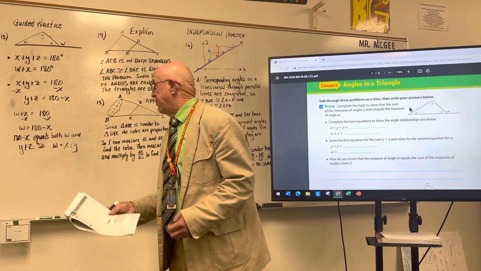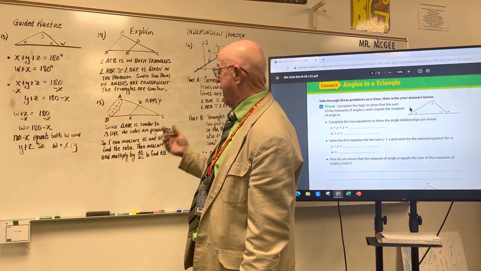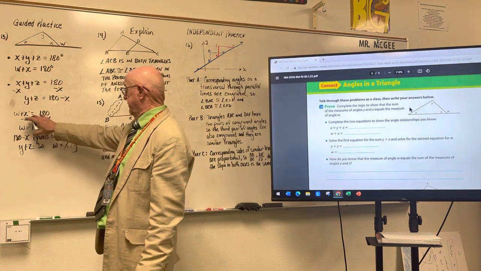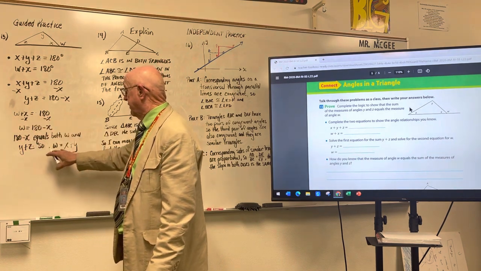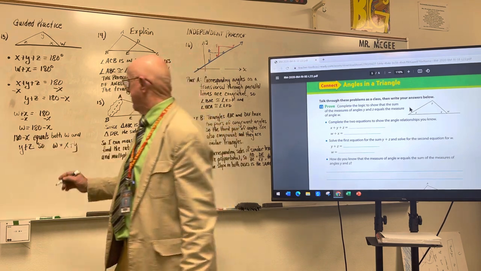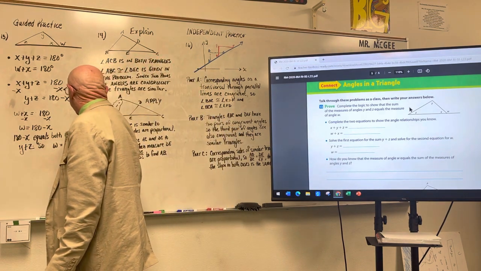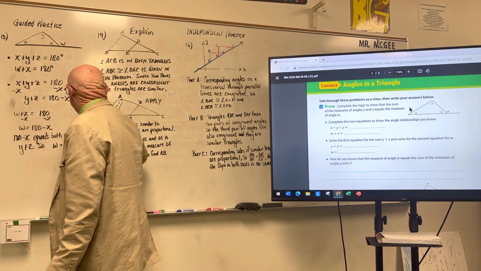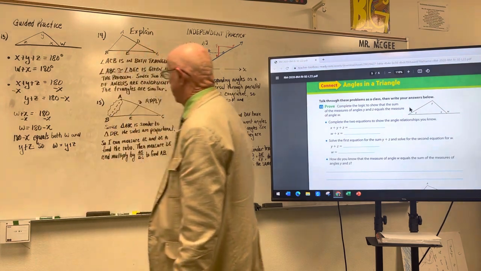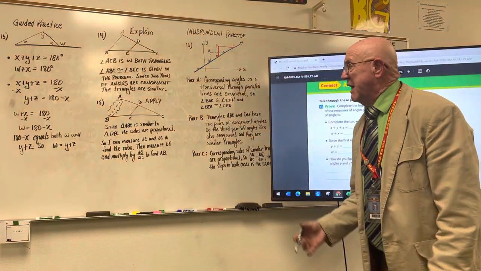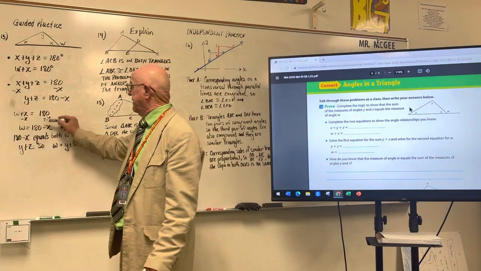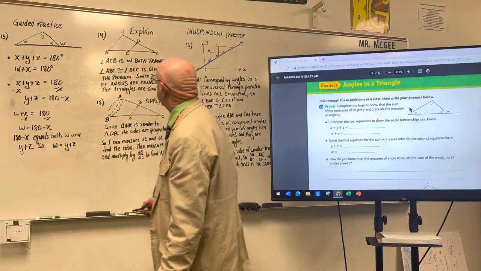All right, so both of them are equal to each other. So y plus z is equal to 180 minus x, and w is equal to 180 minus x. So if they're both equal to 180 minus x, then they have to be equal to each other. So w is equal to y plus z, right? So we fixed that problem. All right, so that's the algebraic proof. If two things are equal to the same thing, then they have to be equal to each other.